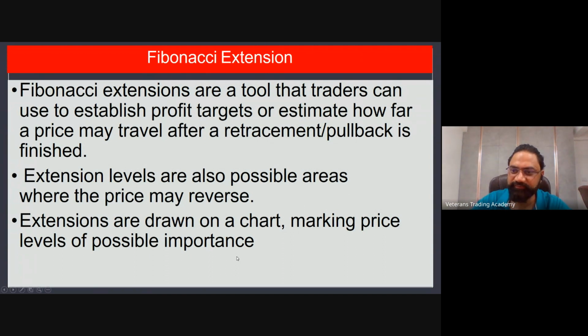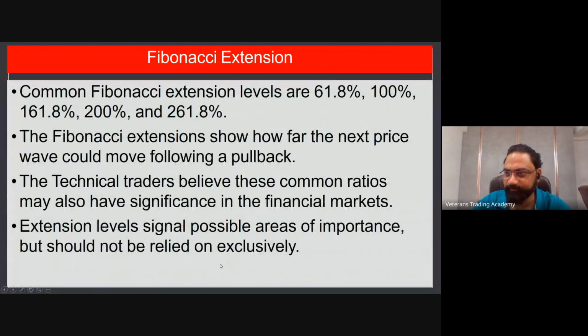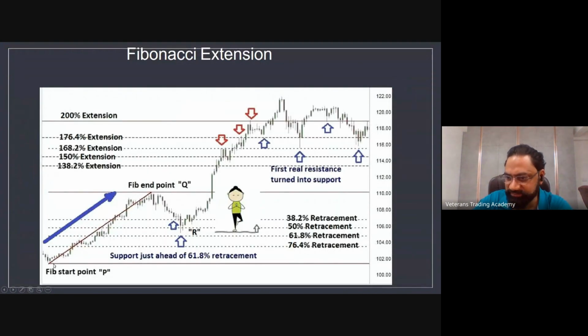Instead of 61%, it will be 161%, 128%, 138%. Something like this, or 100%, 200% on that level. And you can think, okay, this is the likely target where the market can go. So let's suppose this is the bottom and this is the top. So now when you draw the line, as you see, the market came down and reached close to about 50%. 50% ke aaspaas, it made a support, and thereafter it started going up.